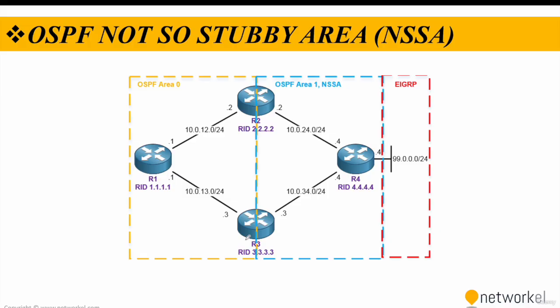So LSA types in NSSA: we have type 1 LSA, which is the router LSA advertised within the area. We have type 2 LSA, which is the network LSA advertised within the area. And we have type 7 LSAs, which are used to carry external routing information within the NSSA.